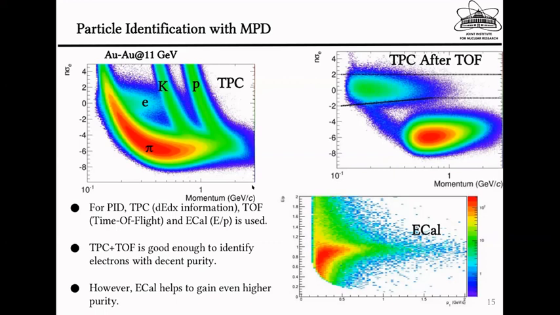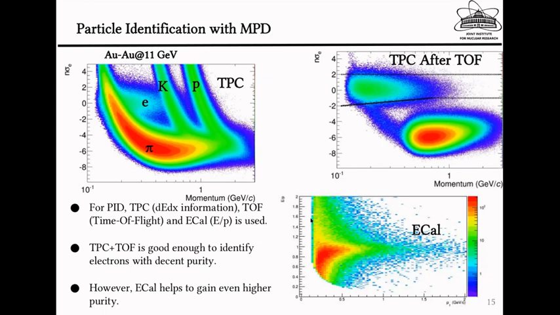With TPC and TOF, a decent amount of purity can be achieved, which I will also show in the next few plots. To gain a higher purity for high pT as well as high invariant mass in case of dielectron measurements, ECAL is very, very helpful.